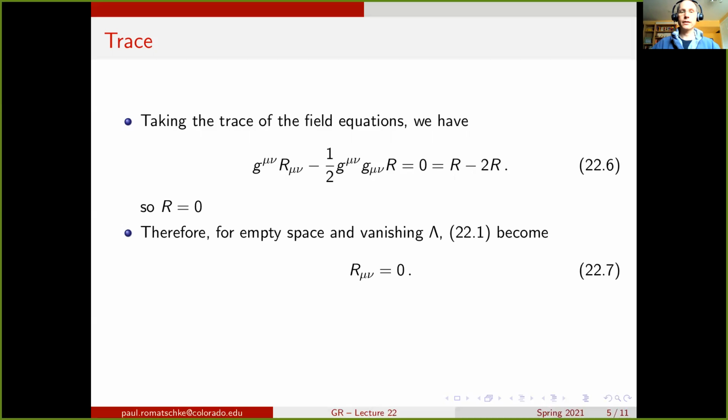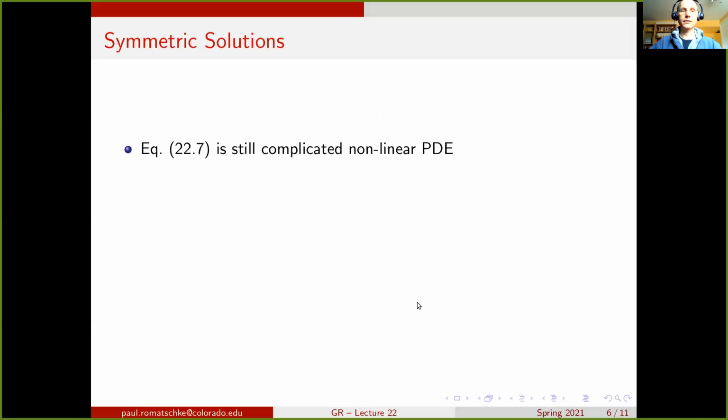So for empty space and vanishing cosmological constant, R is 0, and if we plug this back into the Einstein field equations, we find that they simply become R_μν is equal to 0. So now we want to solve the set of partial differential equations given by equation 22.7. It turns out that the Ricci tensor vanishing is still a set of complicated nonlinear PDEs. We can simplify our task further by demanding additional symmetries of the solutions.